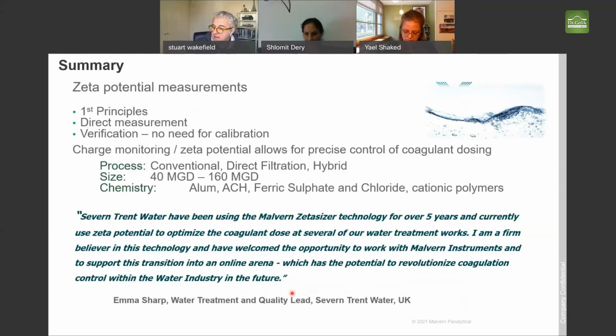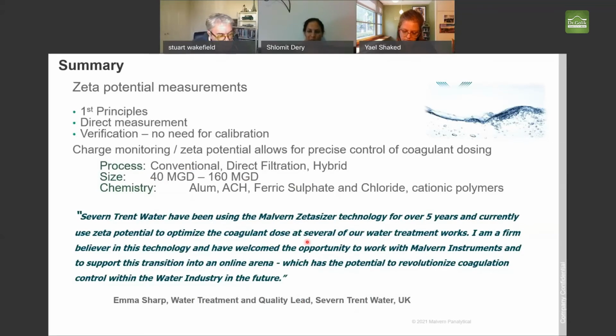Another example in a water treatment plant, this is again a UK plant, but this is a direct filtration plant, not a traditional plant. Typically, it's 40 million gallons to 160 million gallons. And in fact, this plant is actually a hybrid. I'd forgotten about that. This has a mixture of the two filtration processes. These are the chemistry that they're typically using, which is pretty standard. But again, they were able to use the system to save money.